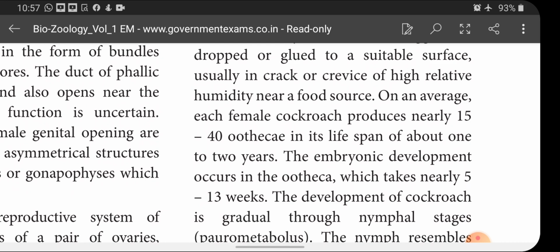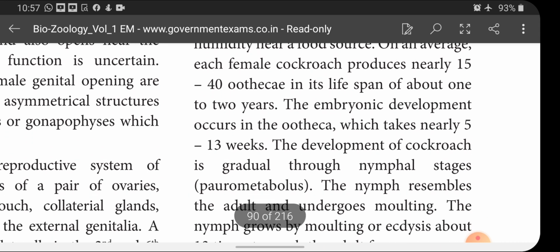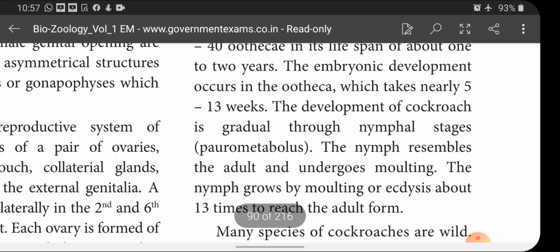The embryonic development occurs in the ootheca, which takes nearly 5 to 13 weeks. Then the development of cockroach is gradual through a nymphal stage, that is paurometabolous. The nymph resembles the adult and undergoes molting. The nymph grows by molting or ecdysis about 13 times to reach the adult form.